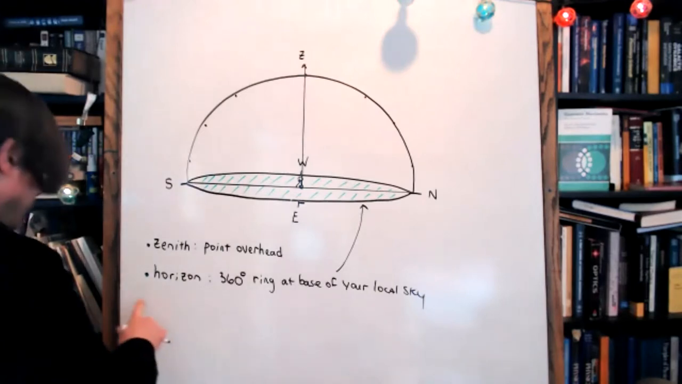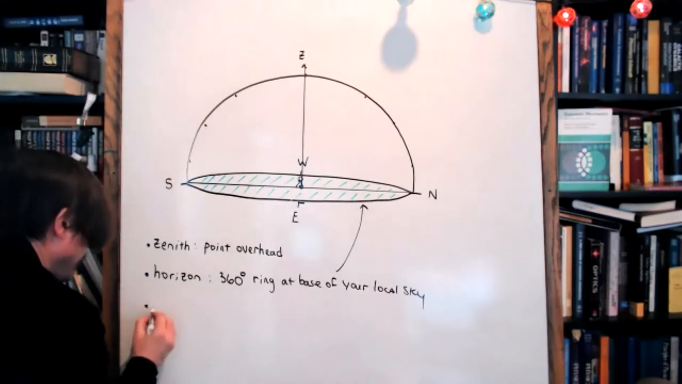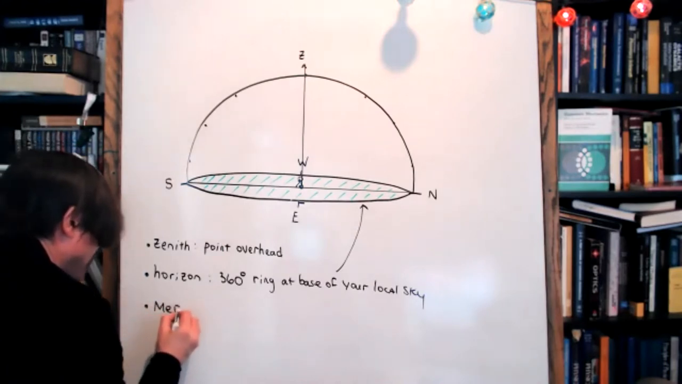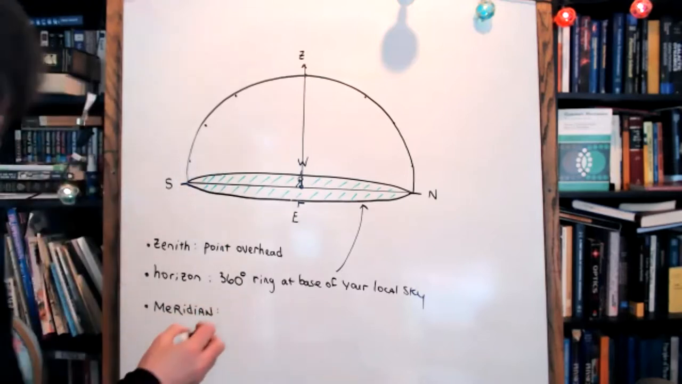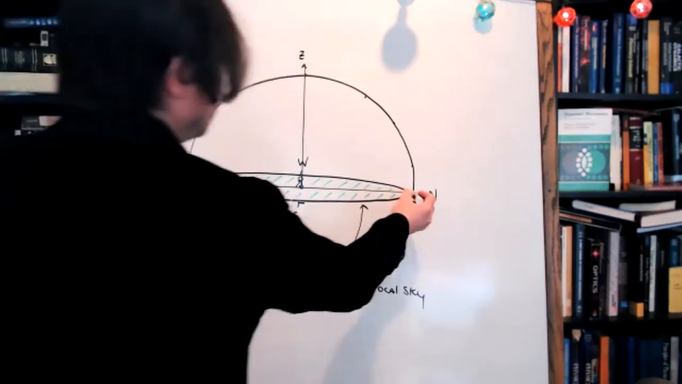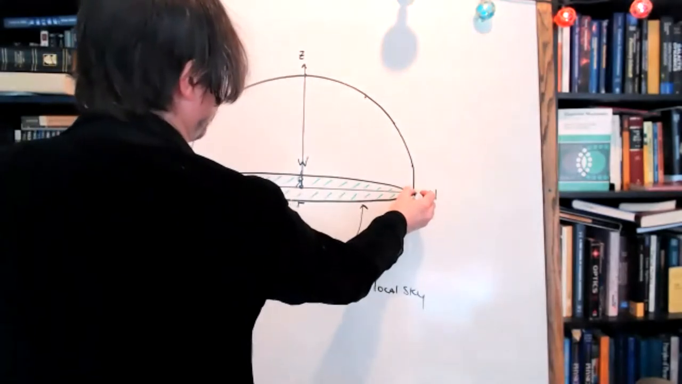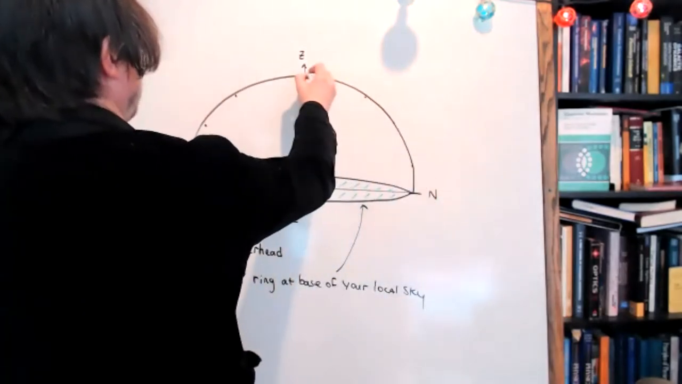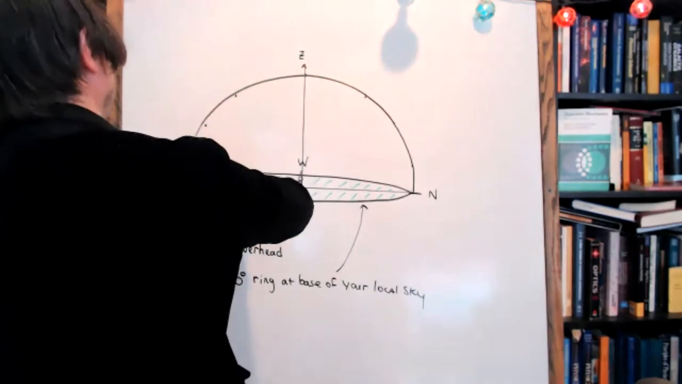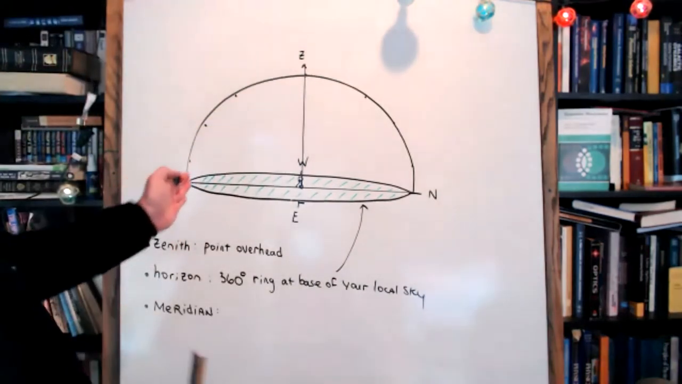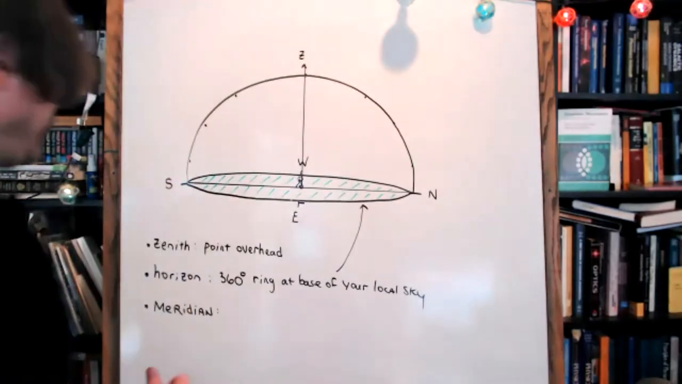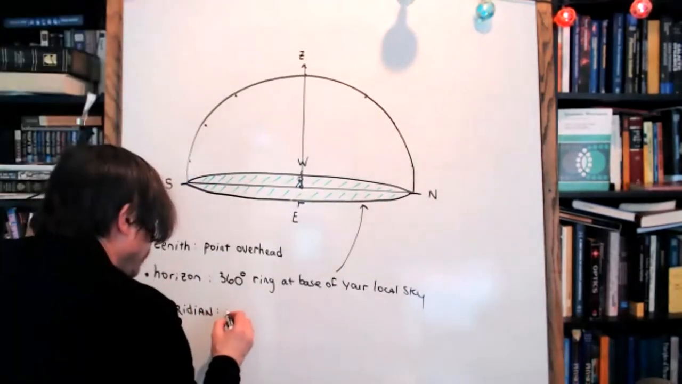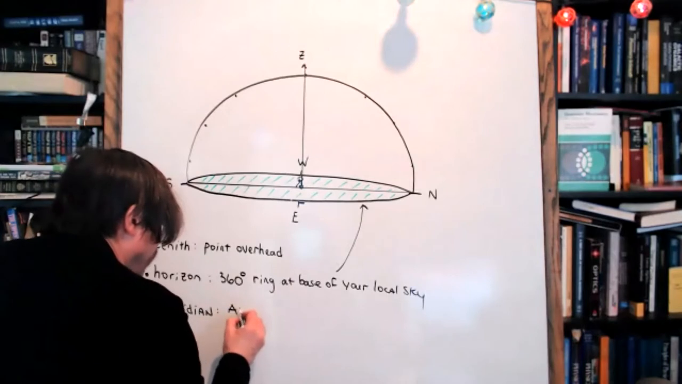Third, we'll identify a new term called the meridian. The meridian is an arc that starts due north on your horizon, comes up through your zenith, and then it sets due south. In other words, the meridian is the name of this arc that we kind of drew in here for our dome.